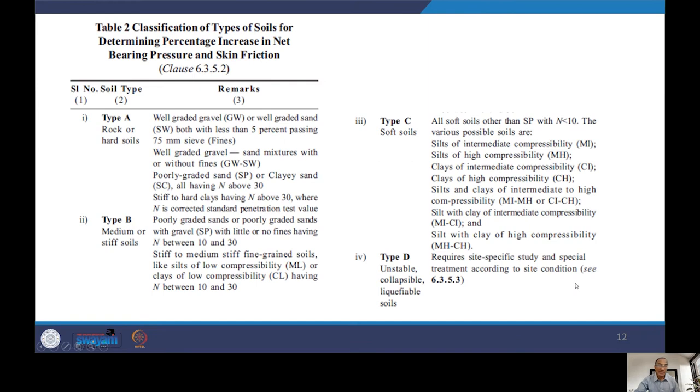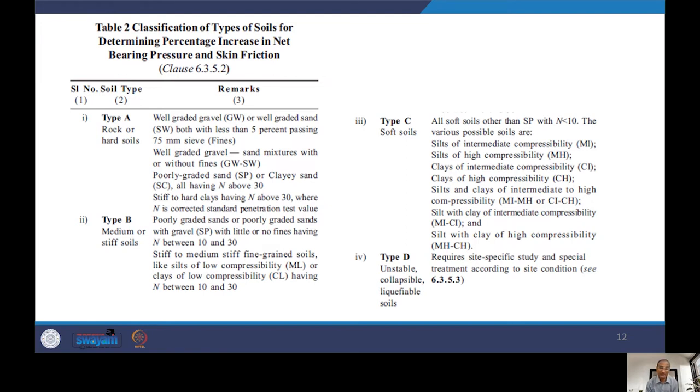Table 2 gives the classification of soils for using table 1. In table 2, the soils are classified under four categories, not three only. Type A is rock or hard soils, Type B is medium or stiff soils, and Type C is soft soils. So these three types, A, B, C, are the same as given in table 1. But one more type, D, is added here.